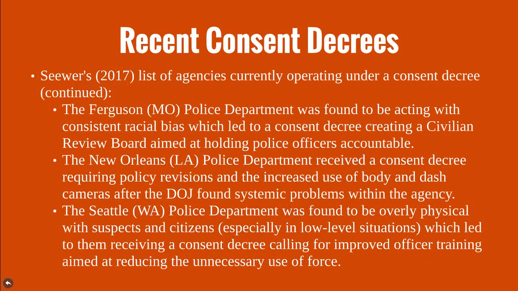The Ferguson Police Department was found to be acting with consistent racial bias, which led to a consent decree creating a civilian review board aimed at holding police officers accountable. Now, I'm sure everyone knows of Ferguson because of the Michael Brown incident, but like I said, consent decrees don't come because of singular actions. The DOJ found patterns of racial bias within the department, which led to the consent decree.